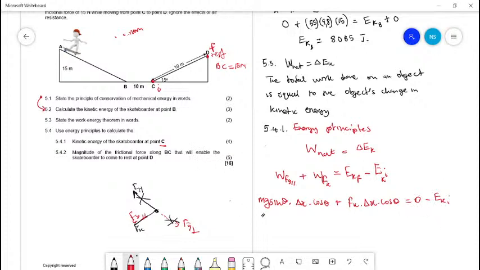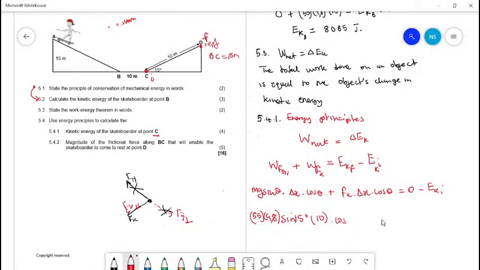We're going to substitute our mg sine theta, which will be 55 times 9.8 times sine 15 degrees times 10 meters times cos of the angle between Fg parallel and the direction of motion, which is 180 because this thing is moving up the incline, plus kinetic friction of 50 newtons times the distance, still 10, times cos of 180 because they are opposing motion, which is equal to minus Ek initial.